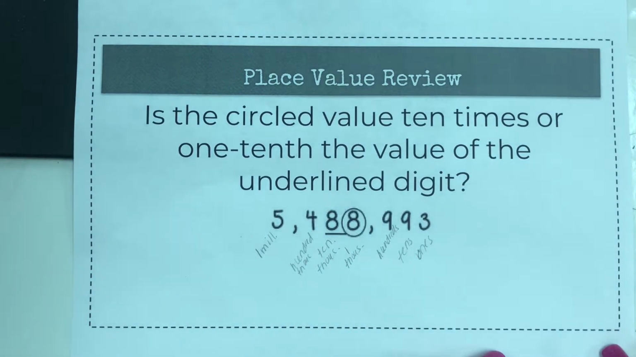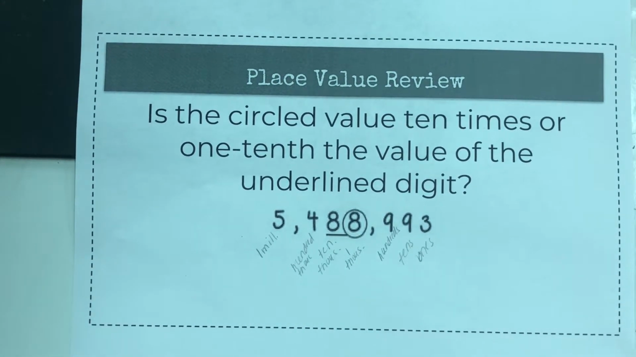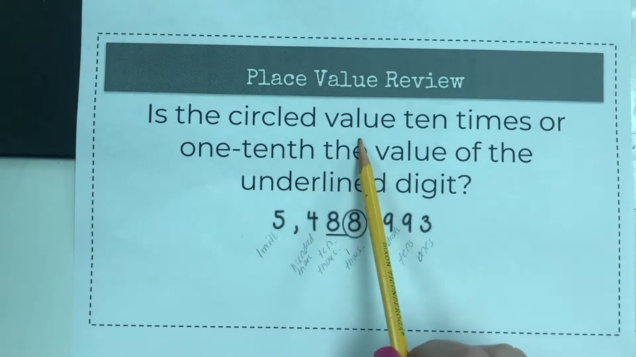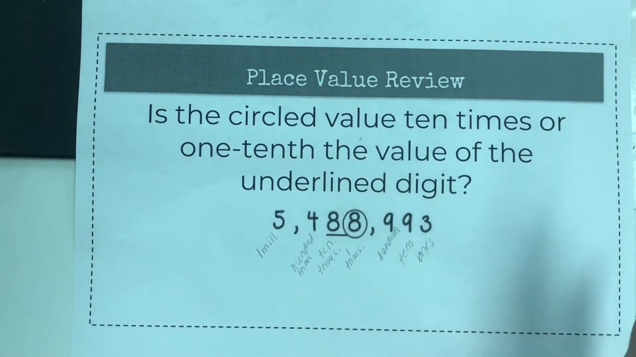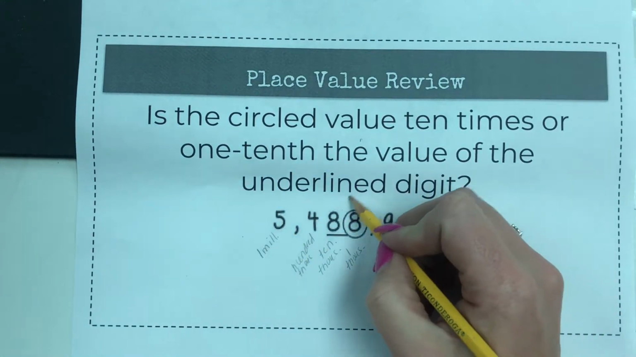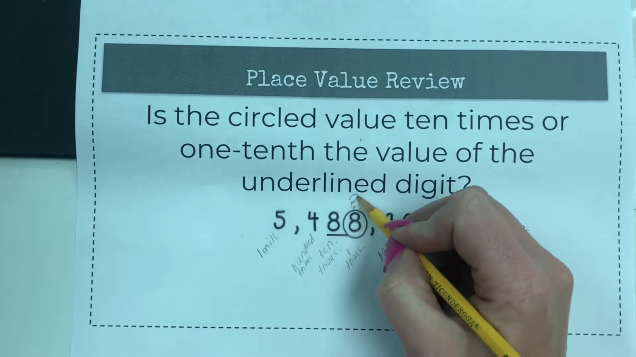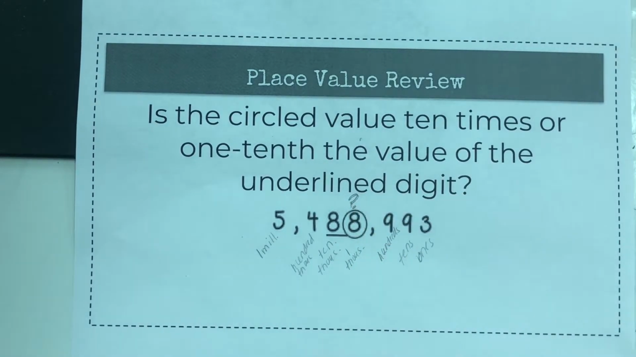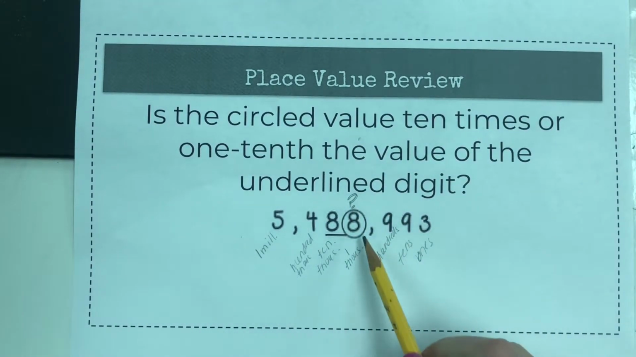Okay, so now that we have our place value chart labeled, there's kind of two different strategies that I've been telling the kids on how they can do it. So the first thing I can do is go back and look at the question. We're wanting to know about the circled value, so I would put a question mark over the circled number. That way I know I have a question about the circled number.